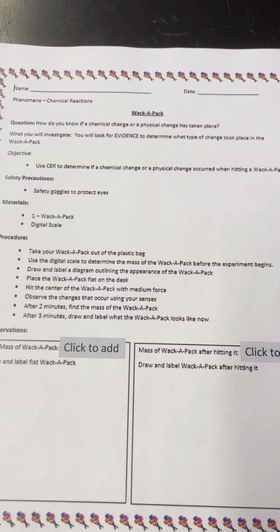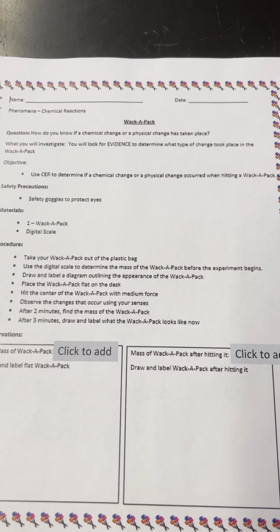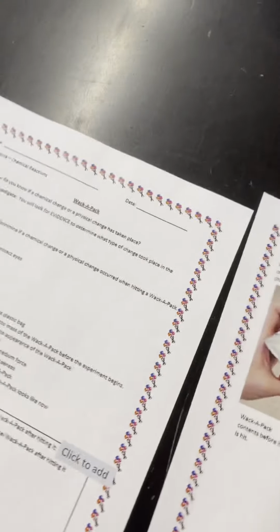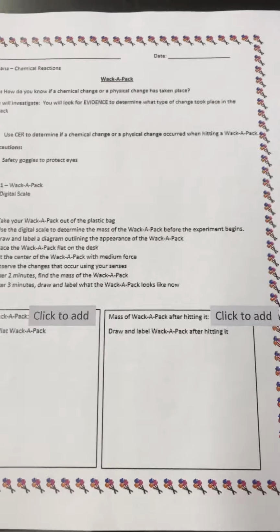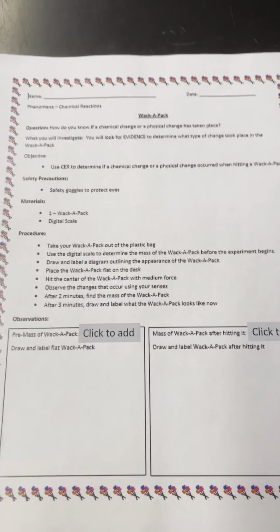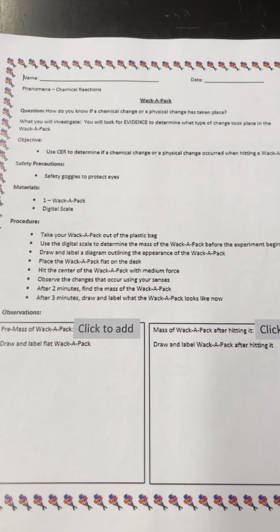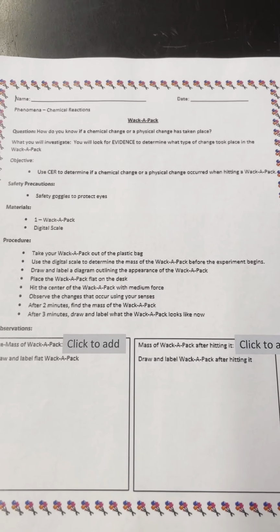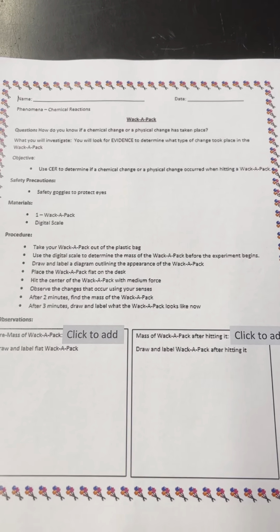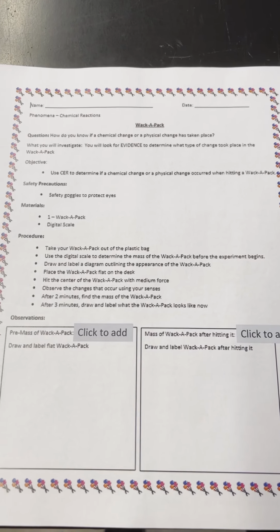You will investigate by taking a look at this balloon over here and seeing whether or not a physical or a chemical change has taken place when we whack it. That's why it's called a Wack-A-Pac. We're going to use CER, or claim evidence reasoning, to determine if a chemical change or a physical change has taken place on the Wack-A-Pac.